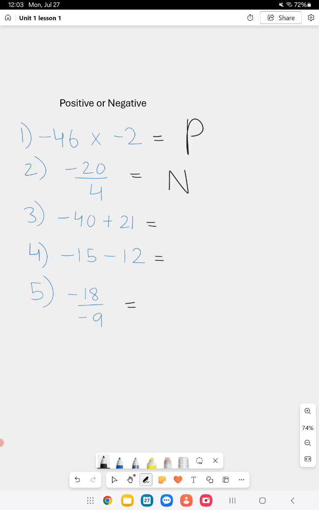For our next question, it's negative 40 plus 21. When we're adding a negative and a positive, we've got to see which number is greater. In this case, 40 is the bigger number and it has a negative sign, so the answer will be a negative number. And for our next question, we got negative 15 minus 12. We can simply rewrite this as an addition problem and solve it, and the answer will be negative. For our last question, when we divide a negative number by another negative number, the answer will always be positive.